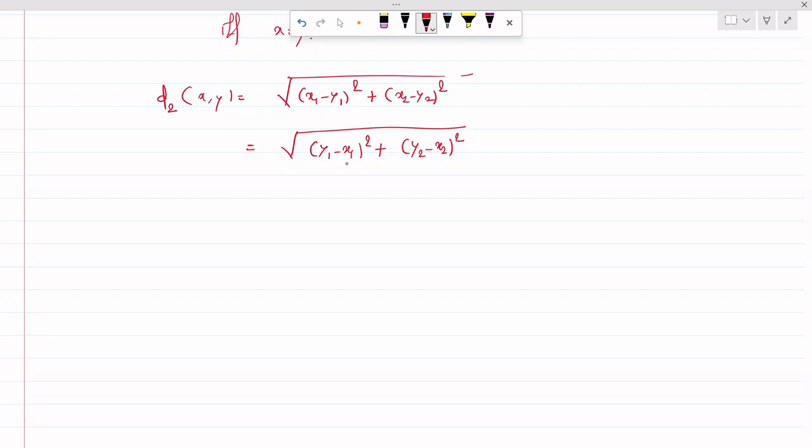So this is quite simple to understand. Now we can observe that the position of y is in the first place and x is in the second place. So this is definitely d2 of y comma x. So that establishes our second condition. Now let's try to establish the third and final condition of the d2 metric.